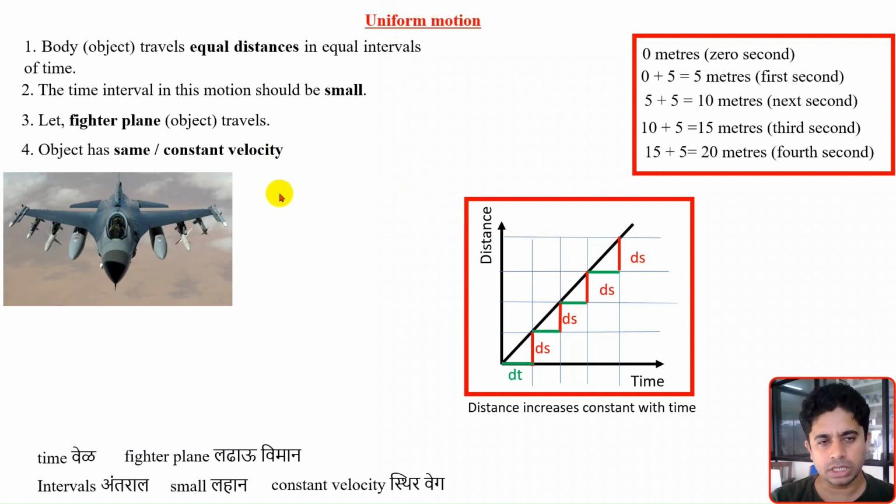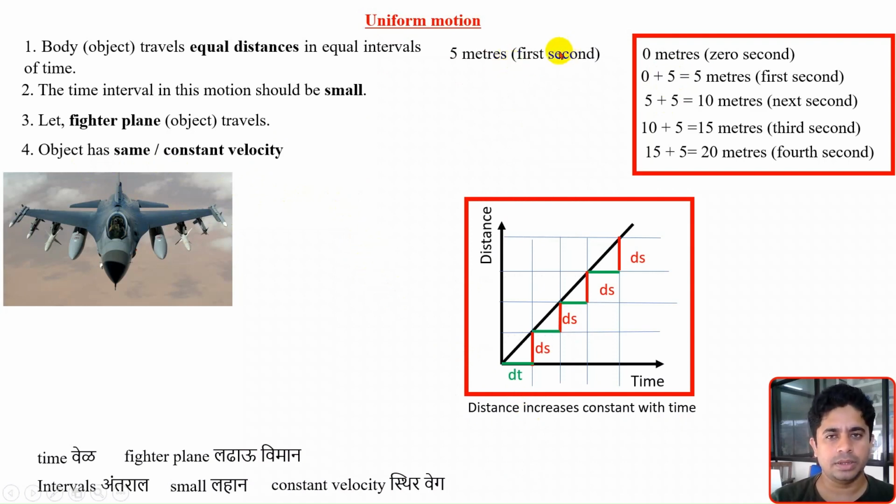Hello everyone. In the last video, we were discussing uniform motion. We will continue our discussion in this video. In the last video we considered the time and distance relation where distance was increasing with time. Every time there was an additional distance covered by the fighter plane. Now let us consider one example where the distance is not increasing; the distance remains constant with respect to time.